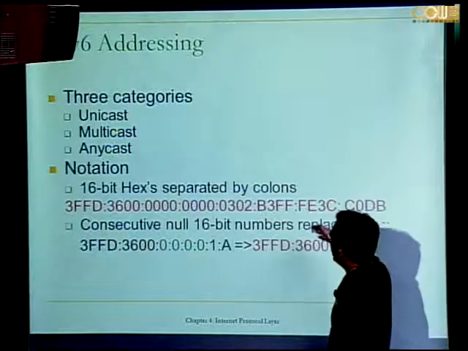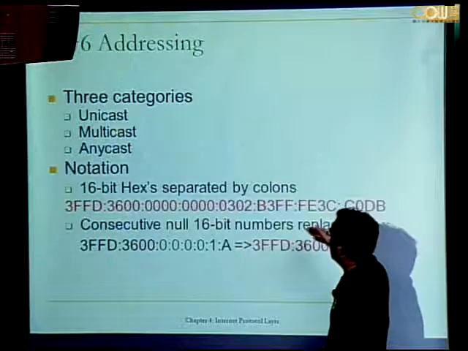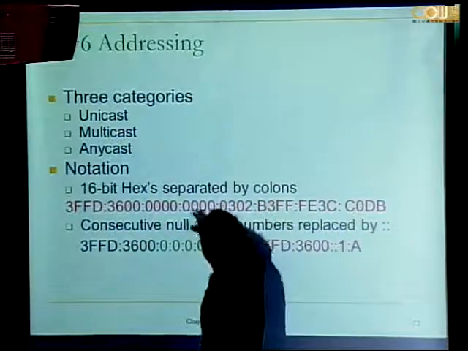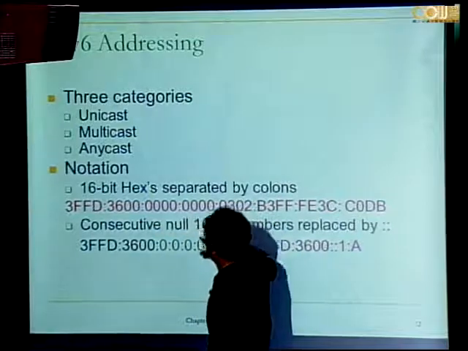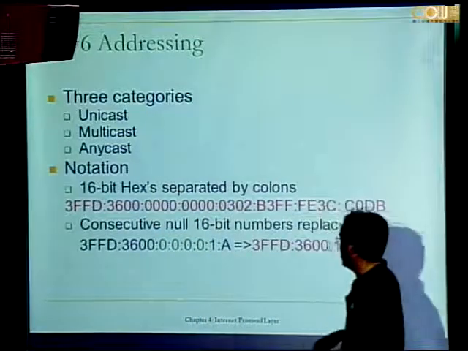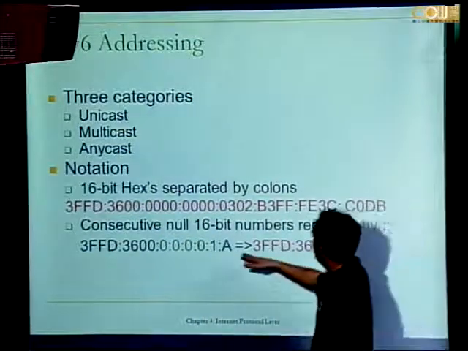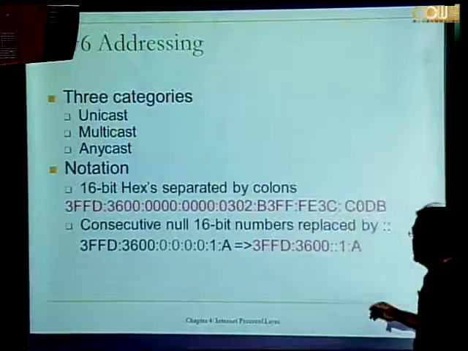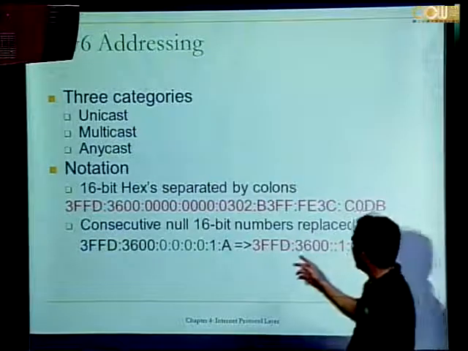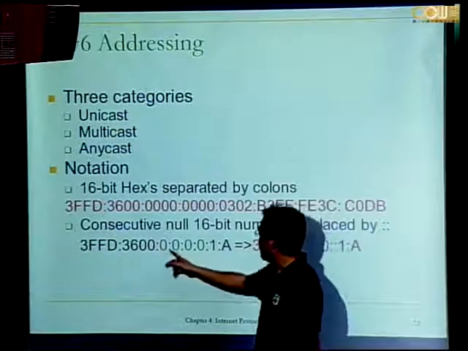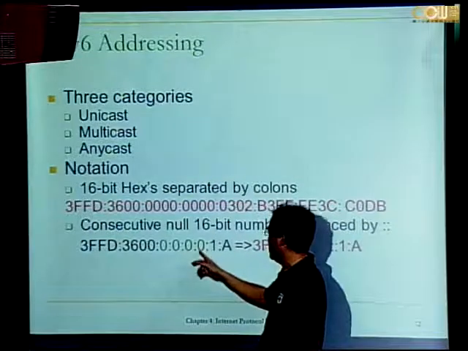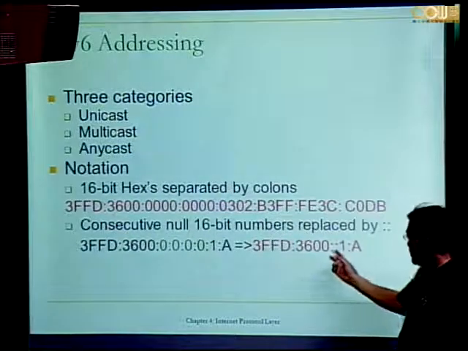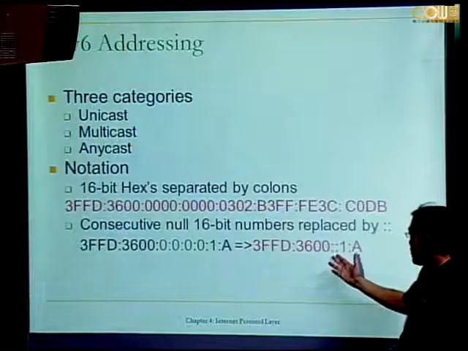Okay, and as you can see, some of the hex groups here are all zeros, so you can put an abbreviated representation for this, for example. If you have consecutive zeros, consecutive nulls, then you can abbreviate the representation as this.